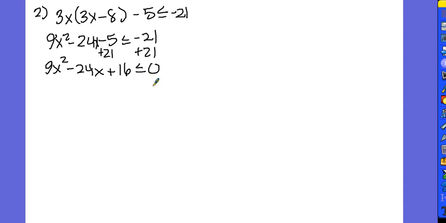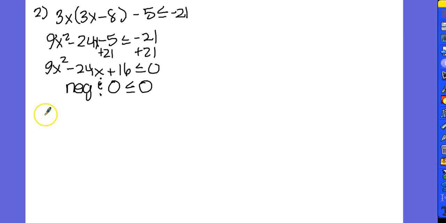So now we're going to make our choice. What numbers are we looking for? What types of numbers? Less than or equal to 0. Negative and 0. So those are the types of numbers we're looking for to satisfy this inequality. We want negative numbers and we want zeros.